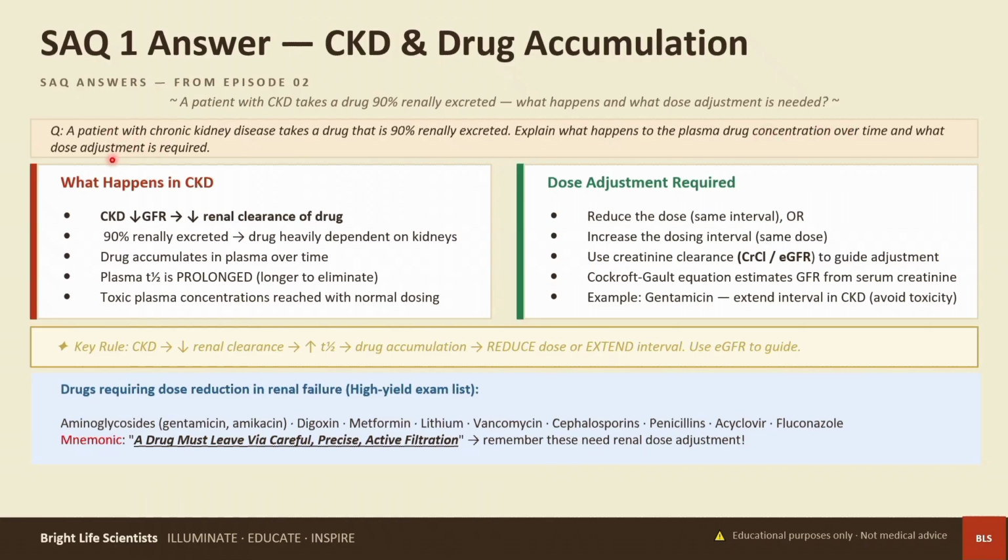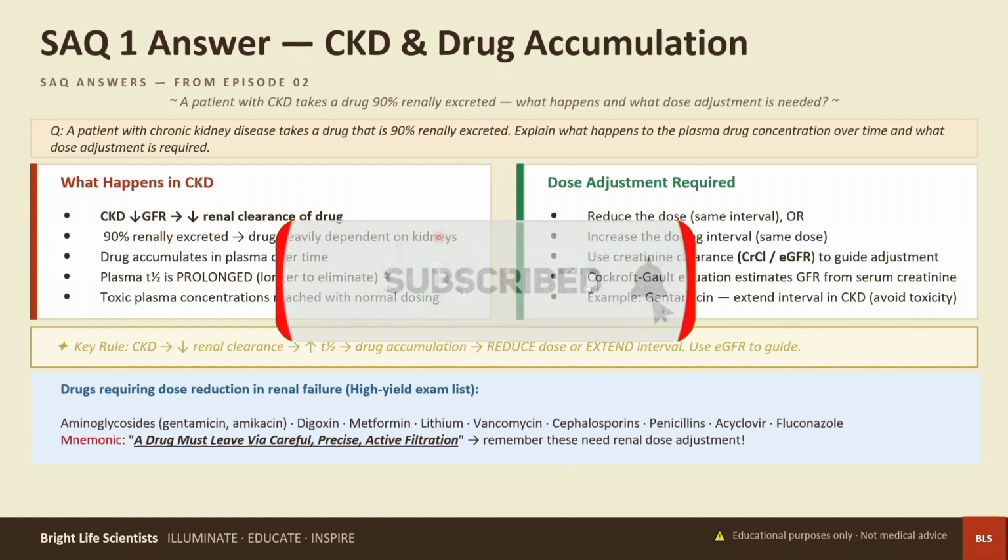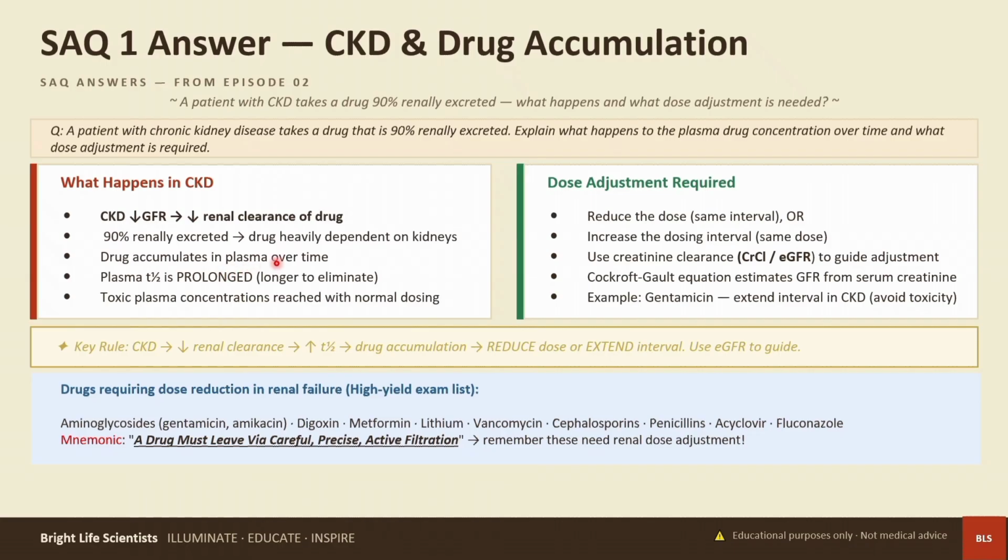Well, in chronic kidney disease, GFR, which is the glomerular filtration rate, falls. And because this particular drug is 90% renally excreted, the kidneys are doing almost all the work of clearing it from the body. When the kidneys fail, clearance drops dramatically. So what happens? The drug begins to accumulate in the plasma, the half-life becomes prolonged, and it takes longer and longer to eliminate each dose of this drug. And if the dosing stays the same, the patient reaches toxic plasma concentration.